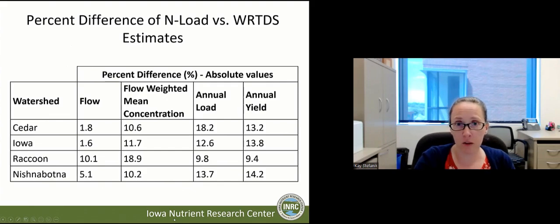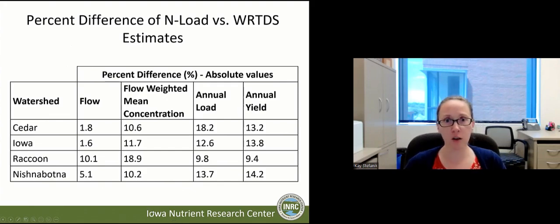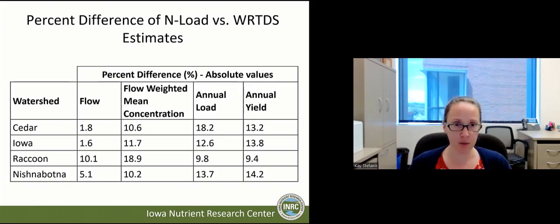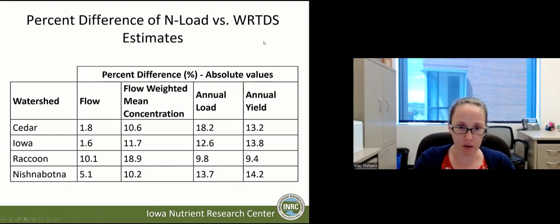Now, specifically for these two models, we also looked at percent difference of what we got from the end load model versus the WRTDS model estimates. And we have it for all four of our parameters across all four watersheds. And what we saw was that all of our parameters were within 20% of what was estimated from the WRTDS model. And in some places, especially if you look at flow, for Cedar and Iowa River, we were within 2% of the WRTDS estimate, so relatively good.